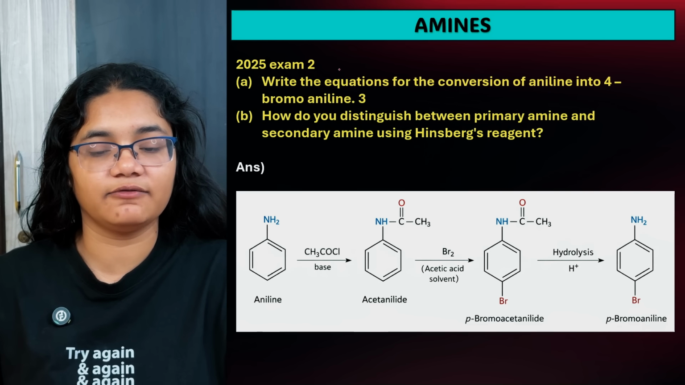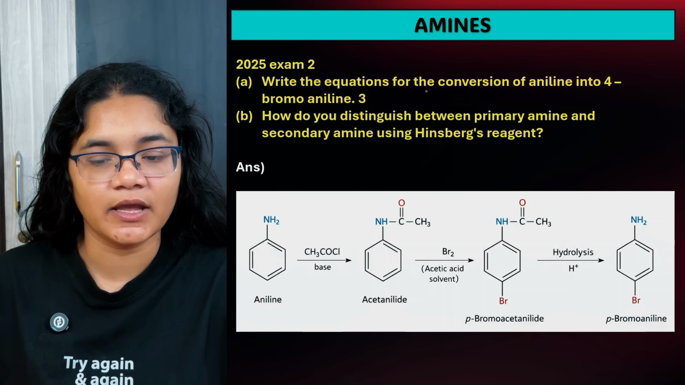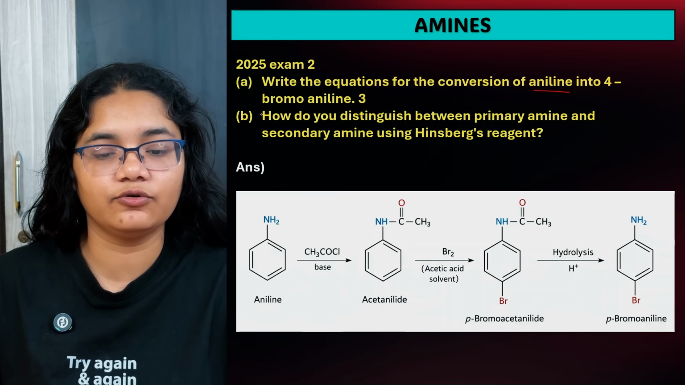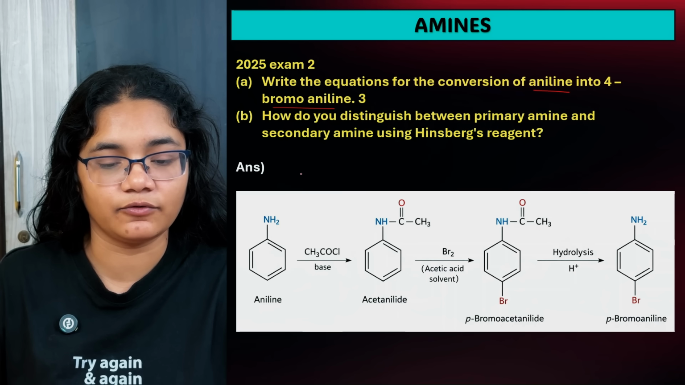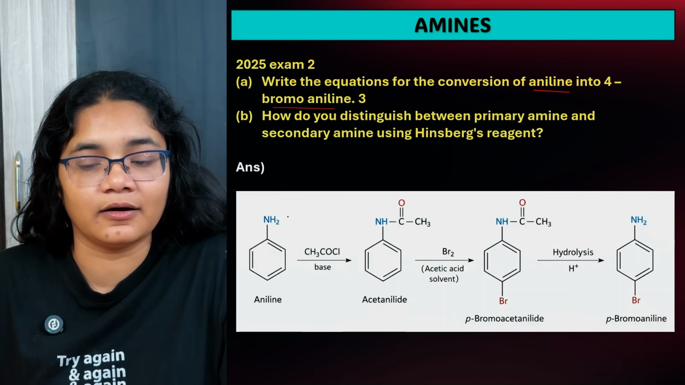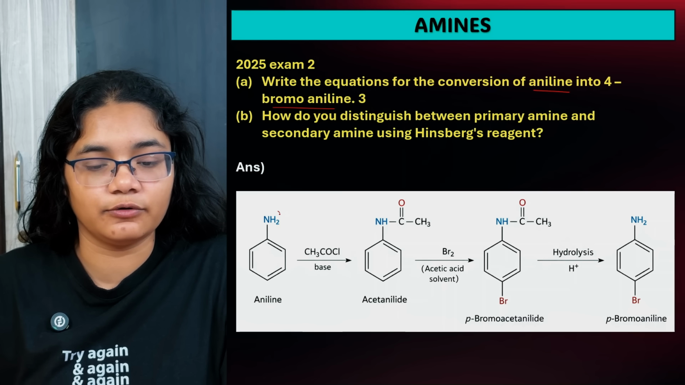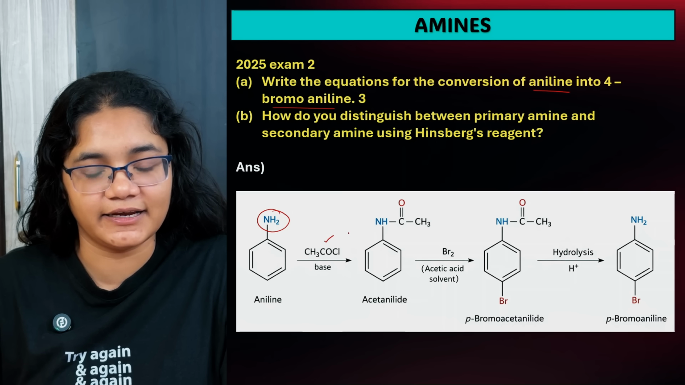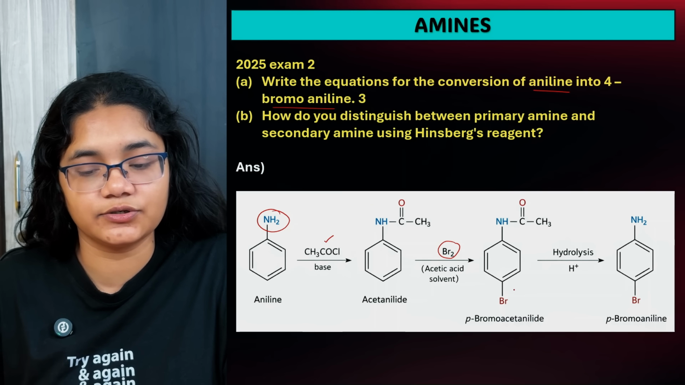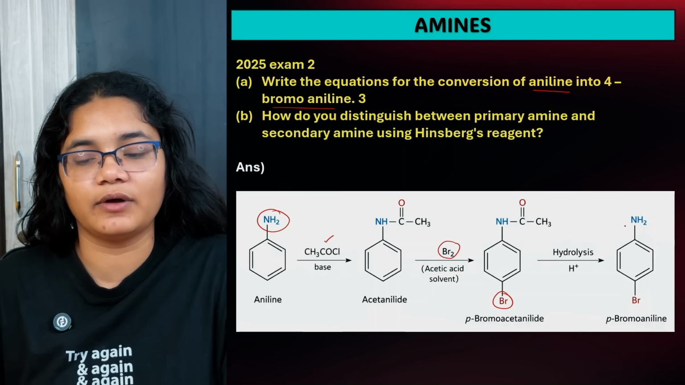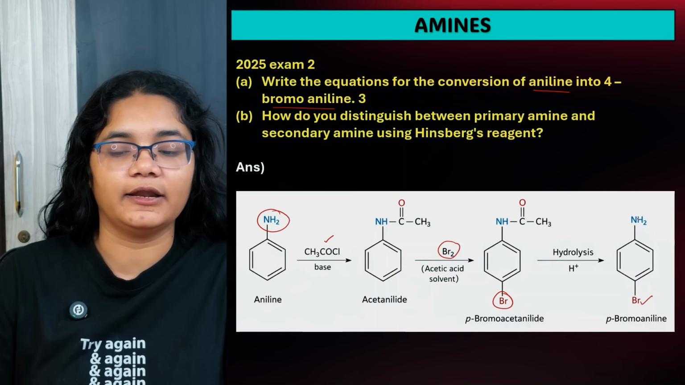Next we have 2025 examination 2 question, write the equations for the conversion of aniline to 4-bromoaniline. Only equation you have to write down. So if you do direct bromination, then 2,4,6 you will get tribromo. So first of all you have to protect this NH2 group by acylation. After that you have to do bromination, so bromine will be added at para position, bromine with acetic acid, and then if you do hydrolysis you will get back your NH2 group here.